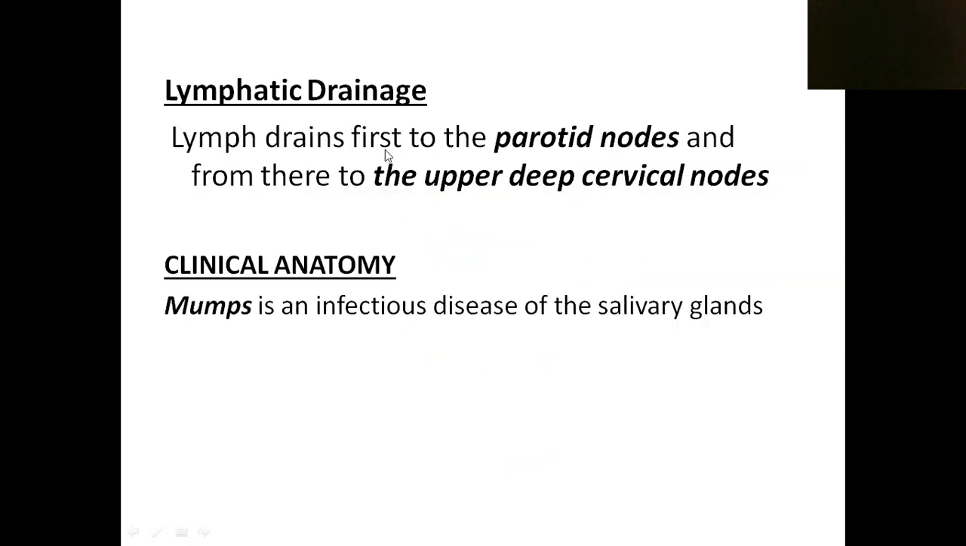Now lymphatic drainage: it drains into the parotid lymph nodes and upper deep cervical lymph nodes. Then the last one, clinical anatomy: mumps, that we know. Infection of this salivary gland is known as what? Mumps. The remaining details, some more details are there, you have to read from your textbook.